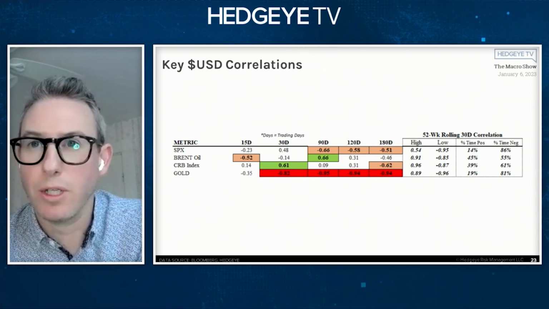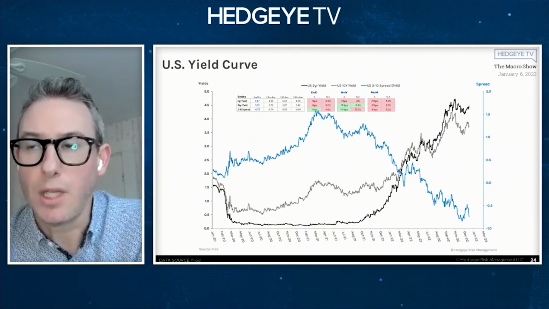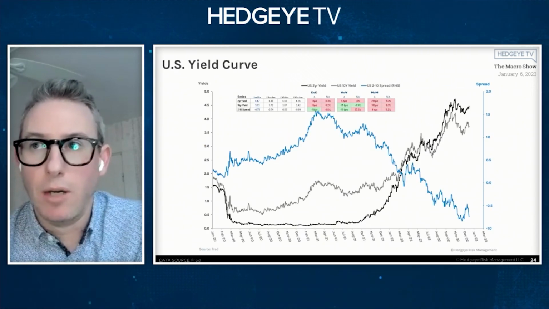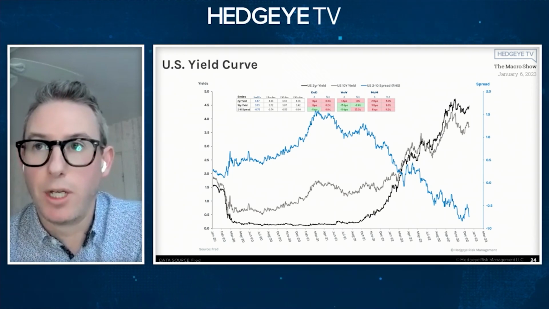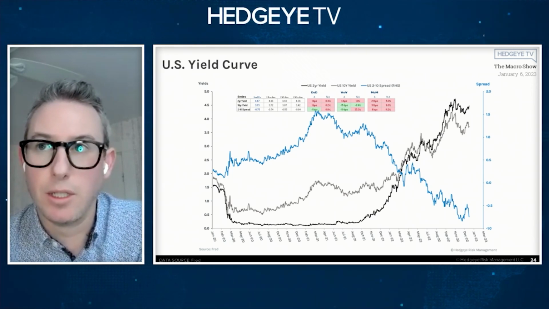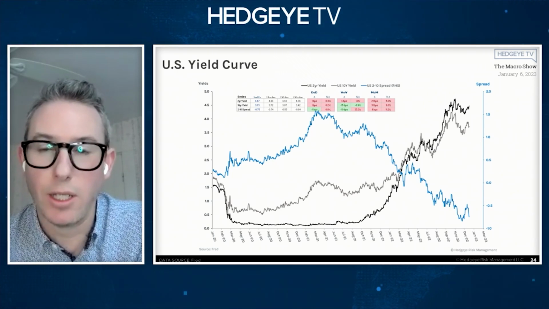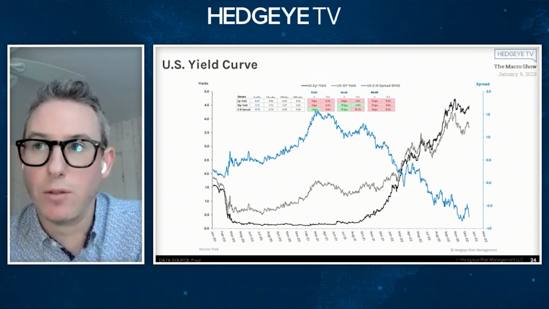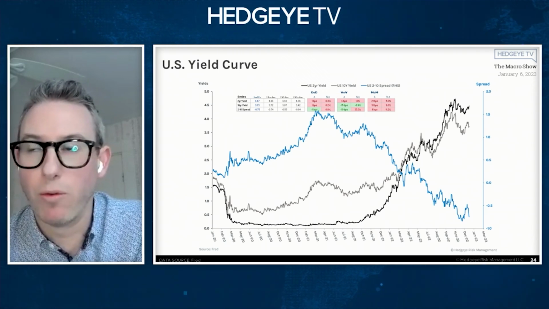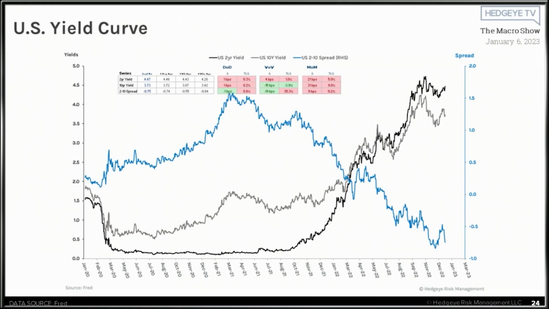If we go to the next slide. Here we go. So now we're getting into a bit of additional data here, right? We're getting into fixed income. So this is the U.S. yield curve. In particular, the U.S. 2-year, 10-year, and then the 2-10 spread. What that looks like, again, if you move over to the right where the colors are, you've got day over day, week over week, month over month.